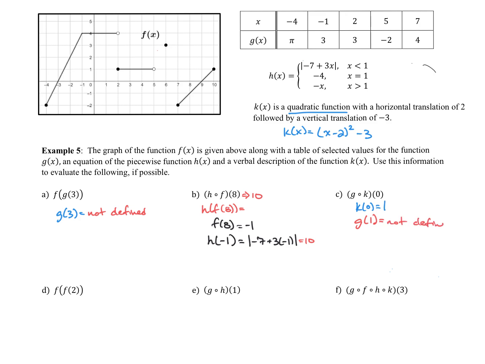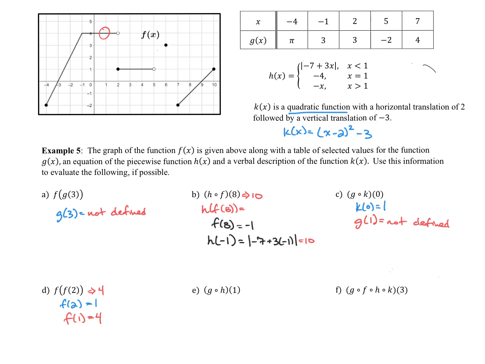Here we go. f of 2. So the first thing we need to do is find f of what? 2. All right. And so we look at our little graph. And so what is f of 2? 1. That's where it's dotted and it's right there. All right. And so now we need to find f of 1. And so what is f of 1? 4. It's right there. All right. And so f of 2 is 4. All right, let's do the next one.